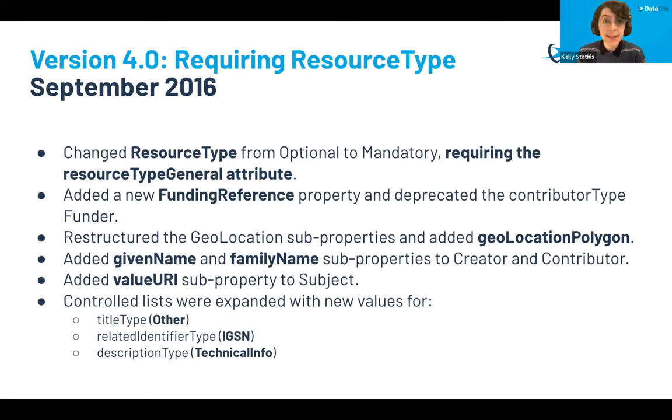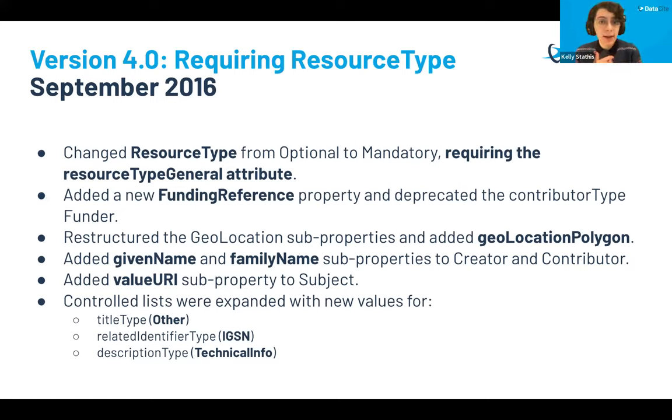2 years after this, in 2016, version 4.0 was released. And a critical change in this version was changing resource type from optional to mandatory and requiring the resource type general attribute. And so this means that every DataCite DOI registered using version 4.0 or later must have a resource type general from that control list of terms.